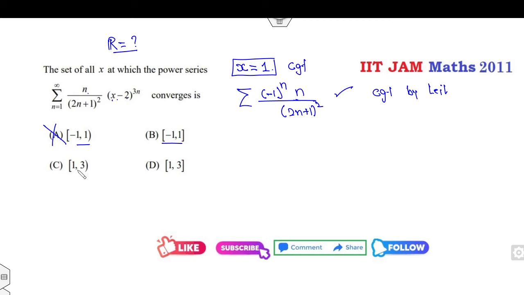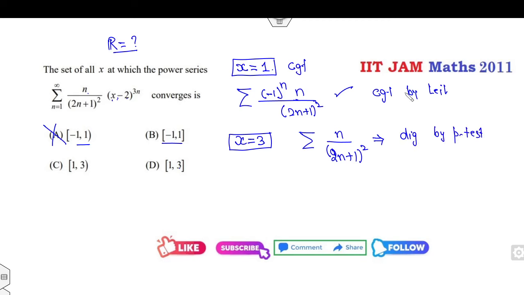Fine. Now we can look at the third. What about x equal to 3? At x equal to 3, this series becomes n over (2n plus 1) whole squared, since 3 minus 2 is 1. Clearly this series is divergent by the p-test. Or you can use the limit comparison test. How? You can choose v_n as 1 over n, which is divergent. So x equal to 3 is divergent.